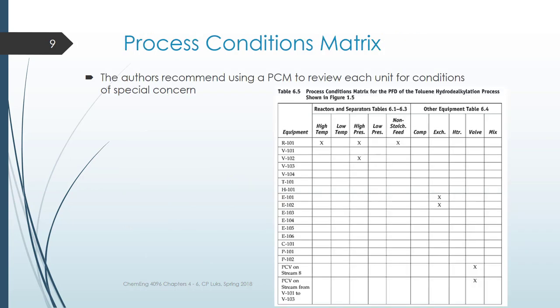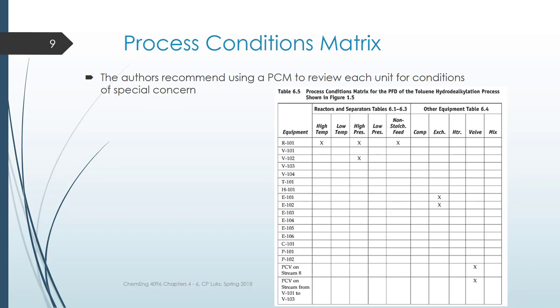Finally, we have here a process conditions matrix. This is a way of kind of organizing your thoughts and making sure that you've thought through each of these special concerns for a process. So what we're going to do is organize a list of all of the equipment we expect to have in our process based on our process flow diagram, and then look at the process conditions that we are designing for at that moment.